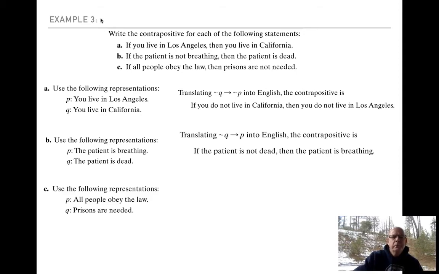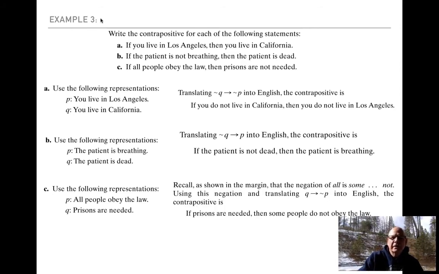Okay? And C, the last statement down there, if all people obey the law, then prisons are not needed. And so we break it down into the hypothesis and conclusion here. And so again, notice that conclusion has a not in it, so be careful with that. So our P is if all people obey the law, so all people obey the law is the hypothesis, negate the Q already has a negation in it, so the Q by itself would be prisons are needed.